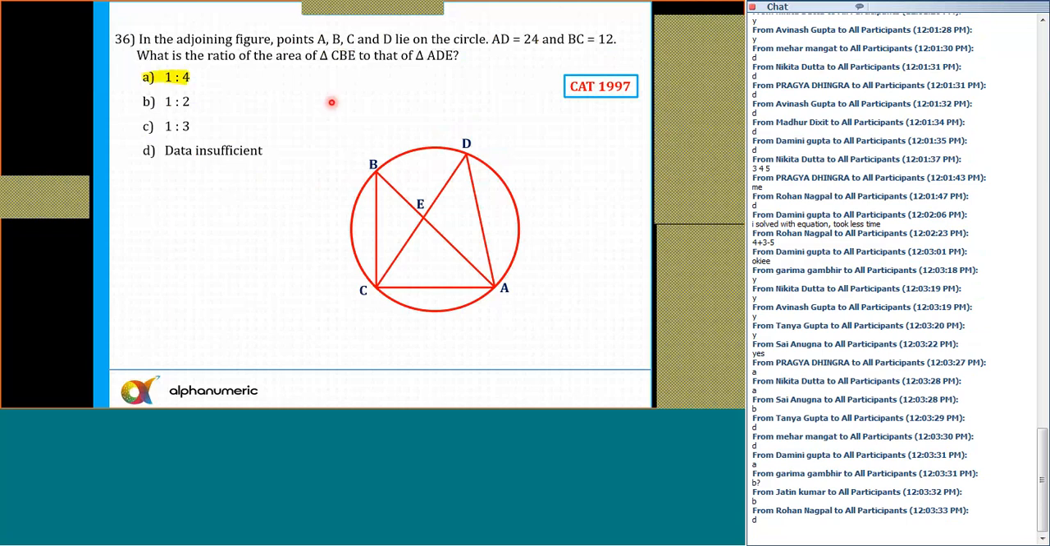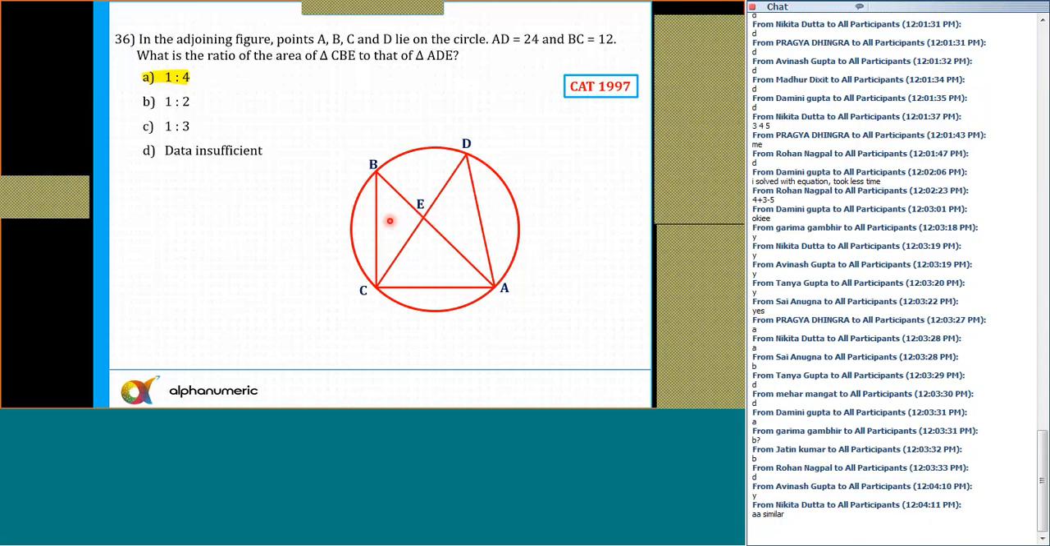In the adjoining figure, points A, B, C, D lie on the circle. AD is equal to 24 and BC is equal to 12. What is the ratio of the area of triangle CBE to that of ADE? So these two triangles I need to identify. Can I say these two triangles are basically similar? Please tell me yes or no.